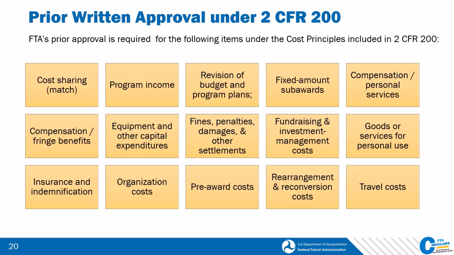There are instances where prior approval is required under 2 CFR Part 200. Cost sharing, match, program income, revision of budget and program plans, fixed amount subawards, compensation for personal services, compensation fringe benefits, equipment and other capital expenditures, fines, penalties, damages, and other settlements, fundraising and investment management costs, goods or services for personal use, insurance and indemnification, organization costs, pre-award costs, rearrangement and reconversion costs, and travel costs.